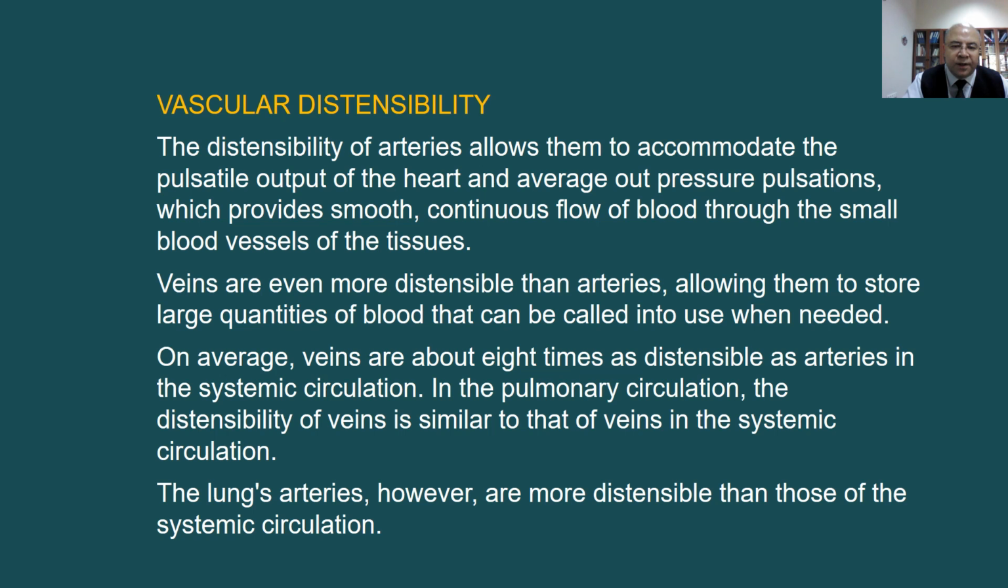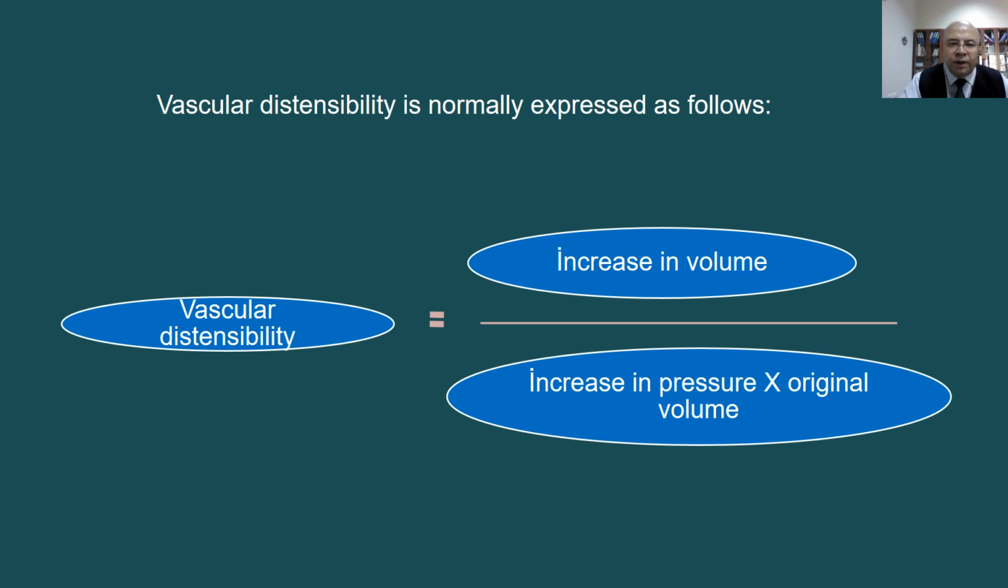On average, veins are about 8 times as distensible as arteries in the systemic circulation. In the pulmonary circulation, the distensibility of veins is similar to that of veins in the systemic circulation. The lungs arteries, however, are more distensible than those of the systemic circulation. Vascular distensibility is normally expressed as increase in volume divided by increase in pressure times original volume.